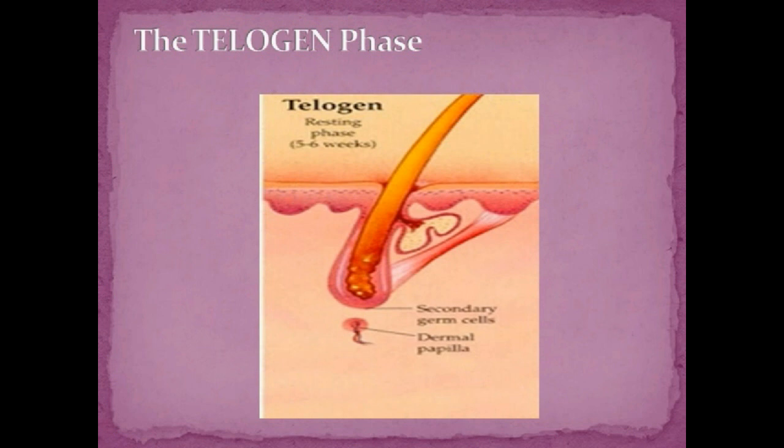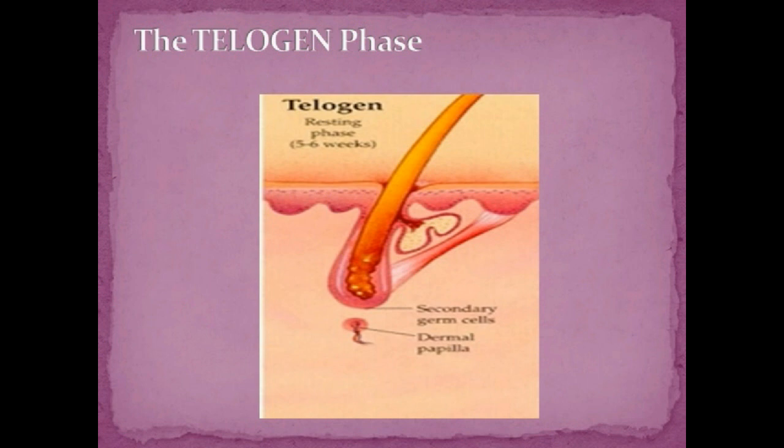The telogen phase. This is the final phase of your hair growth cycle. It is also known as the resting phase, where your hair follicle will slowly fall off and be replaced by new hair. Around 10 to 15% of the hair in your scalp will be in the telogen phase. 50 to 100 hairs from this phase will shed daily.